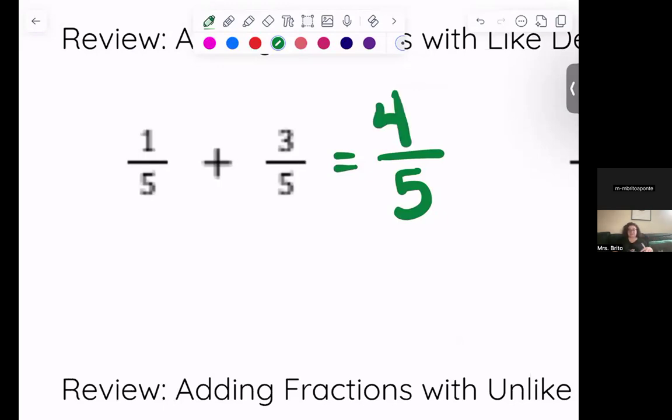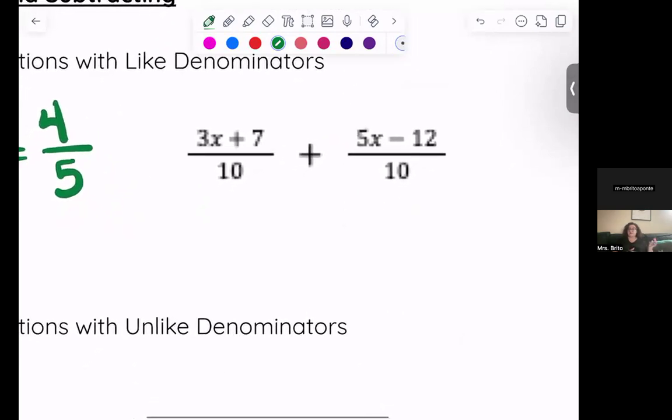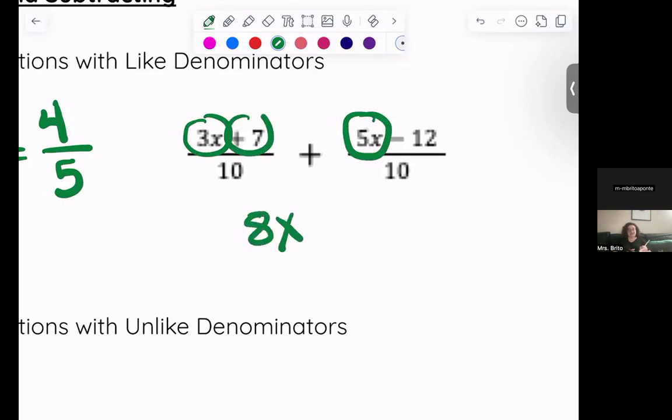Simple as that. I bet you didn't know we could do the same thing with polynomials. If we have a common denominator, all we have to do is add the numerators. You'll remember from the last unit that what we have to do is combine like terms. So I have 3x plus 5x is 8x, and I have 7 plus a negative 12, which is negative 5. And that's still over 10. Our denominator always stays the same.